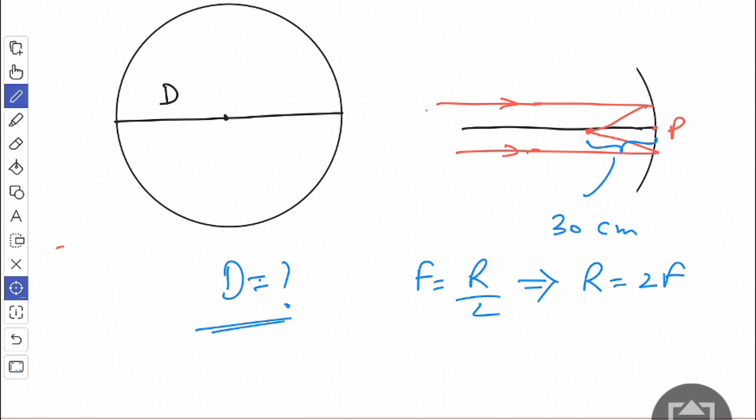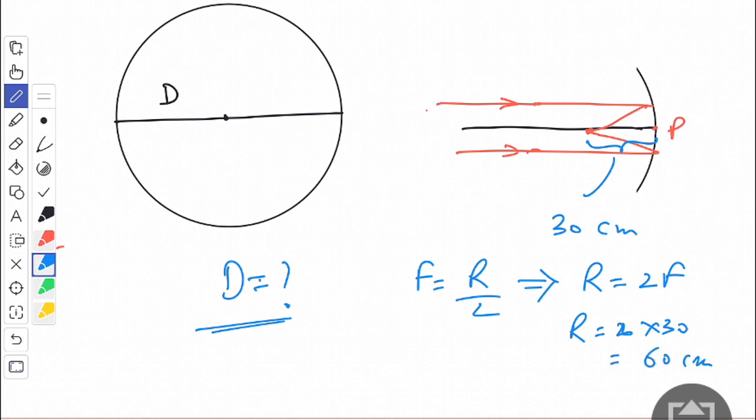So, R is equal to 2 into 30, which is equal to 60 centimeters. And D is equal to 2R. Right? So, therefore, this will be equal to 2 into 60, which is equal to 120 centimeters. Fantastic. Very nice. If there's any question about this, you can ask me. Next one is going to be slightly difficult. So let's now do the next one.